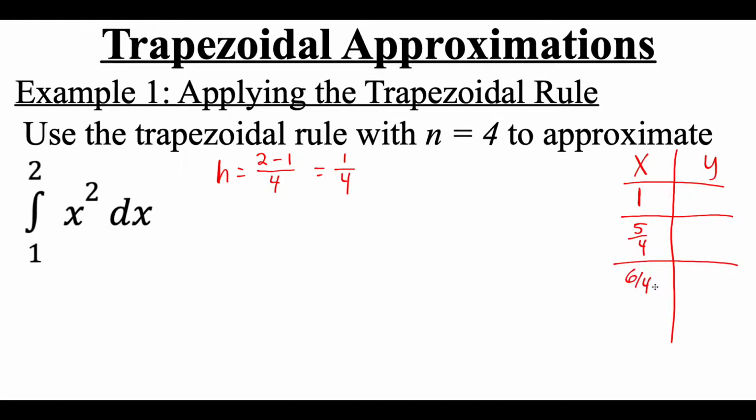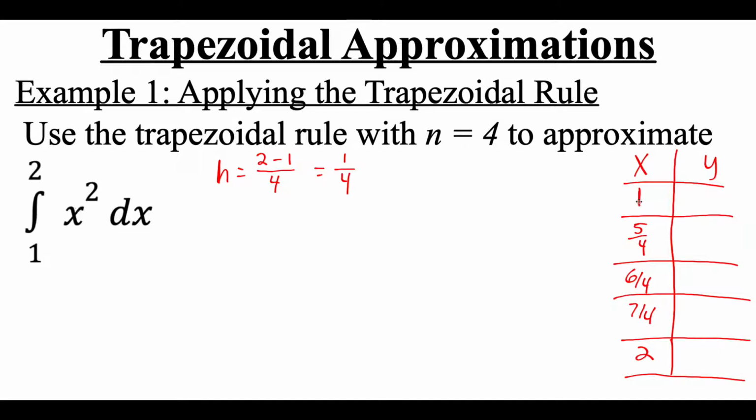And then if I take another 1/4 step, that's going to be 6/4. I'm not going to worry about reducing that down. If we take another quarter step, that's going to be 7/4. And then another quarter step would be 8/4, which is 2. And that's our last x value that we want. Now what I'm going to have to do with these is take each of these x values and plug them into my x squared formula.